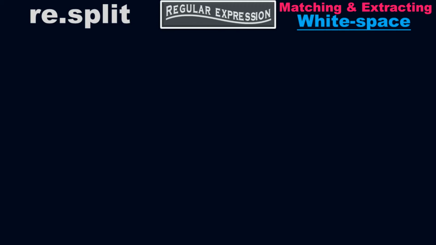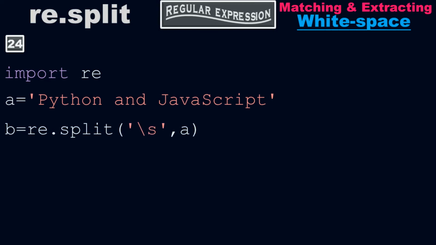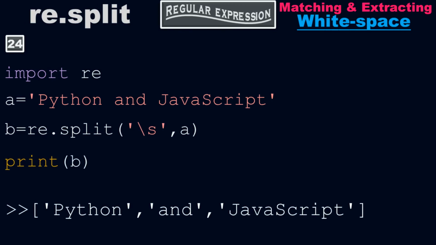Let me check regular expression with a split. To use re.split, we will split the words and will escape the white space. In this example, we will escape the white space and will split the words. Example number 24. Import the regular expression library again, and then a equals Python and JavaScript, b equals regular expression dot split of backslash with a small s, comma a. Print of b. When run it, you will get this output.